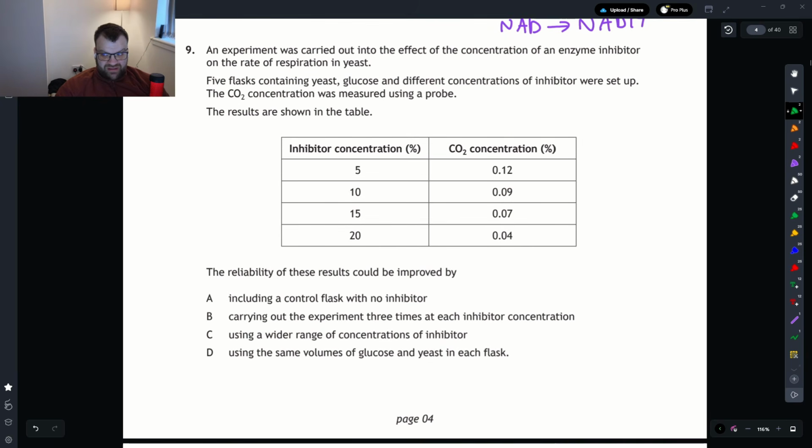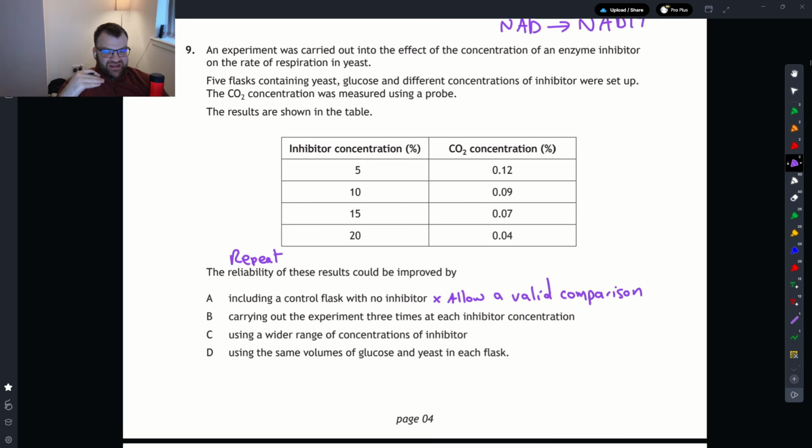Next one, we're talking about reliability. Mentioned this earlier. We are talking about repeats. Doing the experiment more times, and then taking averages and looking at those things as well. Okay, so using a control, this will allow a valid comparison to be made. Gives us a baseline to compare our results to. Carry out experiment at each inhibitor concentration. That is textbook what I was saying. Repeating it. Wider range lets you see more of what the actual trend is. So it gives you more information about the trend. And then this is going to increase the validity if you keep everything else the same.